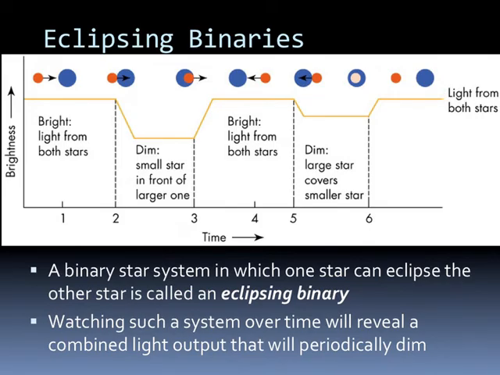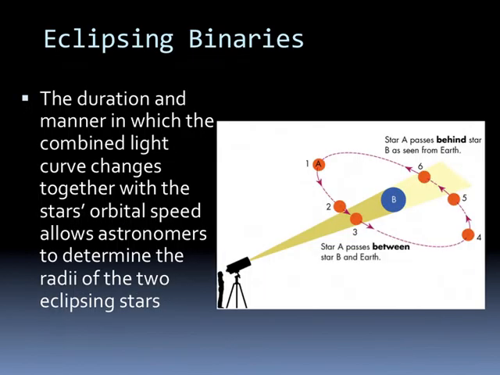Now by looking at this distance here in time, I can measure the period of these stars. By looking at how much light is blocked off and the ratio, I can figure out the ratio of their radii. So the duration and manner in which the combined light curve changes, together with its orbital speed, allows astronomers to determine the radii of the two eclipsing stars.